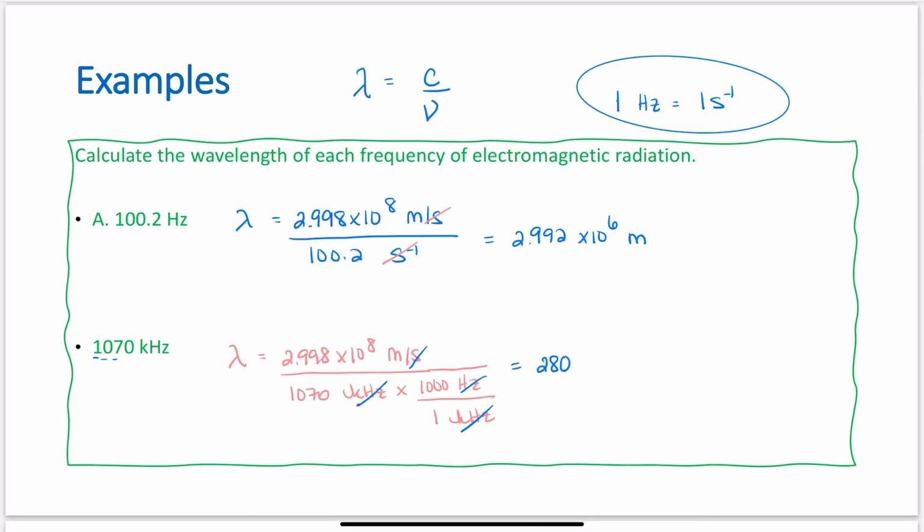I need 3 sig figs here because there's 3 sig figs here. That 0 is not significant. There's no decimal place there. 280 with a decimal place here to emphasize this 0 is significant, meters.